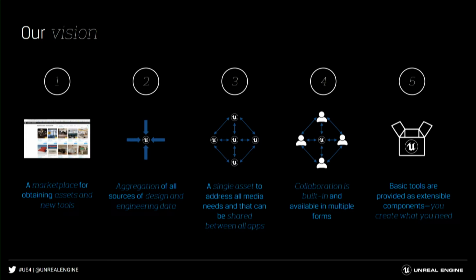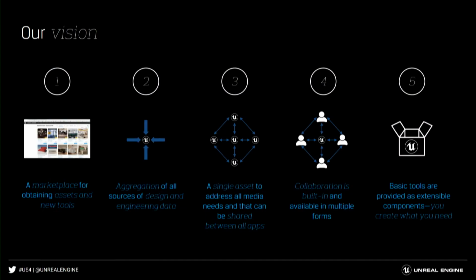We have a vision, and it's really centered on these 5 ideas. One, that we have the scale to deliver a marketplace. So we have enough users, we have the ability to bring together content producers with consumers. And that can set us apart. So you can go to the marketplace and get additional assets that help you achieve whatever you're trying to. The second thing is aggregation. We bring together engineering and CAD data in one place for you to do whatever you need to do with it. So we'll talk a little bit more about our Datasmith that helps you do that.